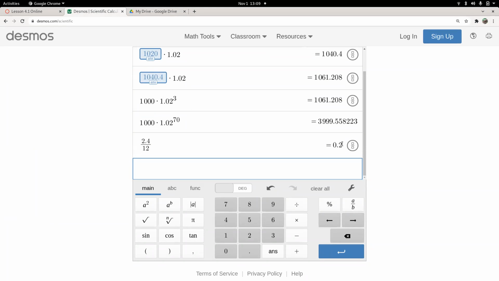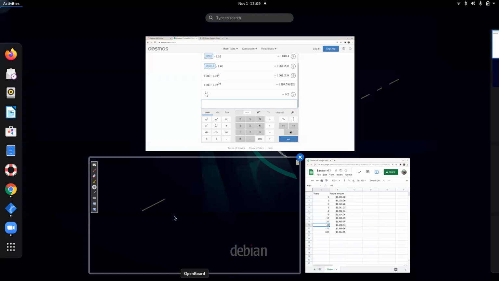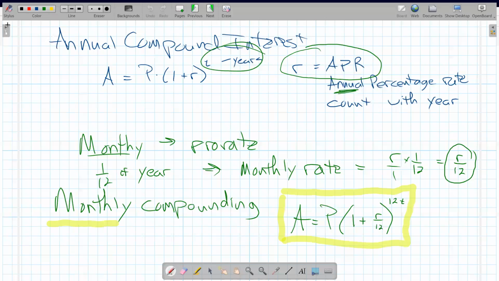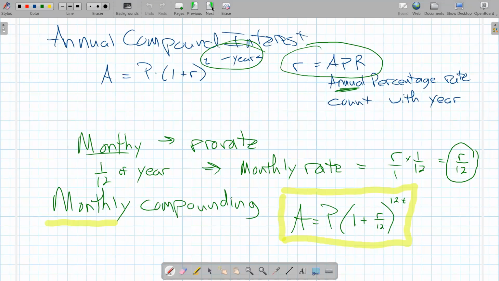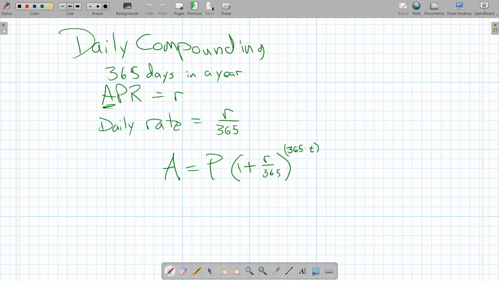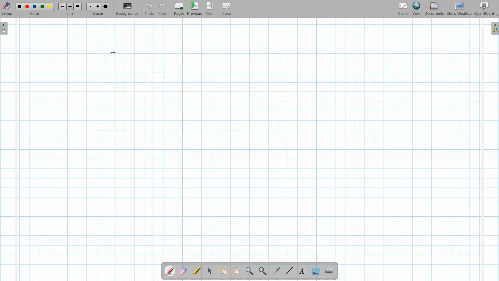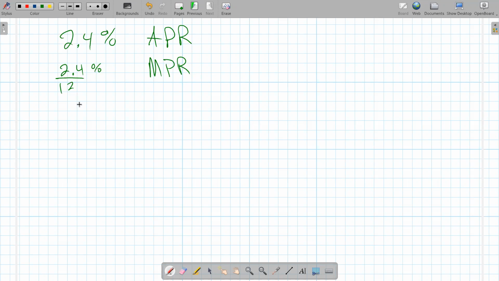Ooh, wait a minute, let's think about that for a second. This is often a weird idea. Let's go to a new page. Think about that: 2.4%. That was the APR. We want an MPR, a monthly percentage rate. So we take that 2.4% and we divide it by 12.